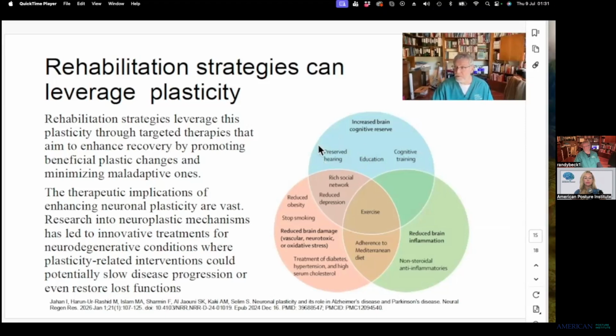So you want to make sure that we preserve their hearing, we continue education, we can continue cognitive training, we continue with a rich social network, we try to reduce any kind of depression that might be happening. Exercise, obviously. Now, this is a Venn diagram that is going to show us how all these things interact.